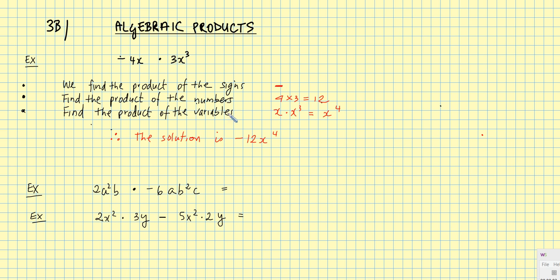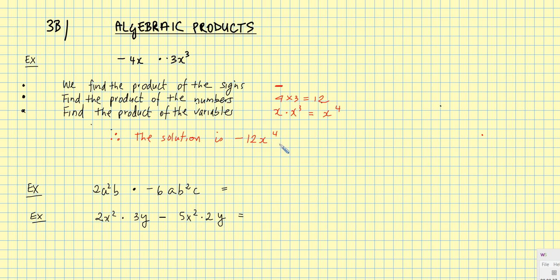And then I find the product of the variables. The product of the variables is x times x cubed, which means that I have x to the power of 1 times x cubed, and that will give me x to the fourth. So my final answer will be negative 12x to the fourth.